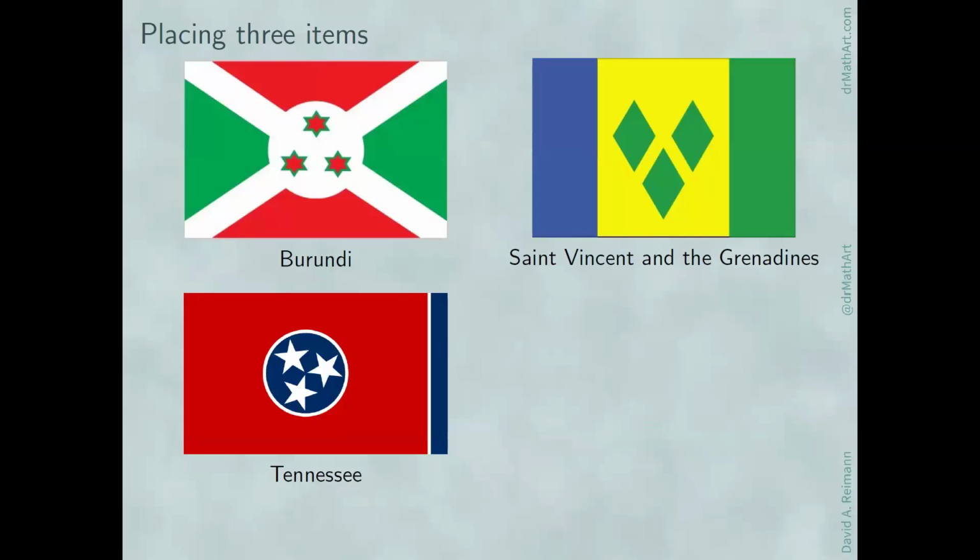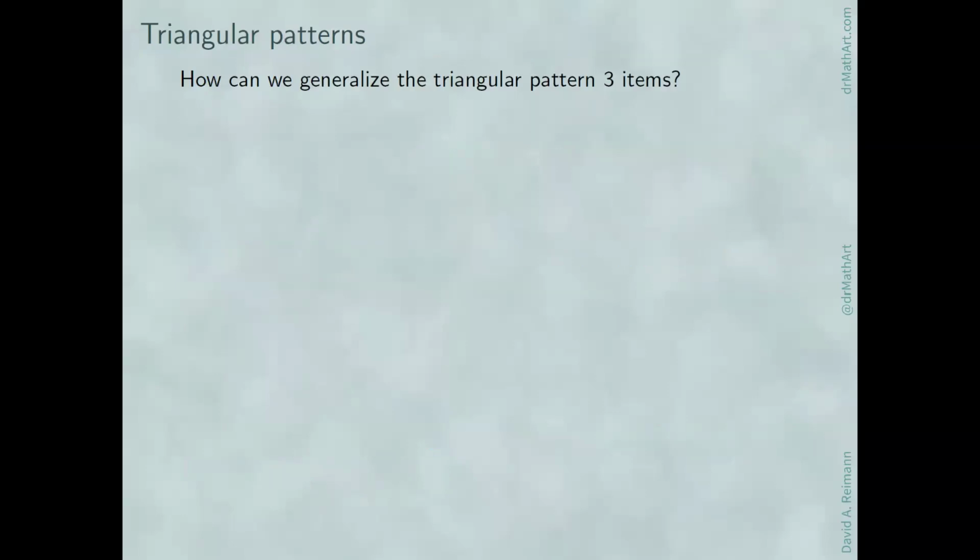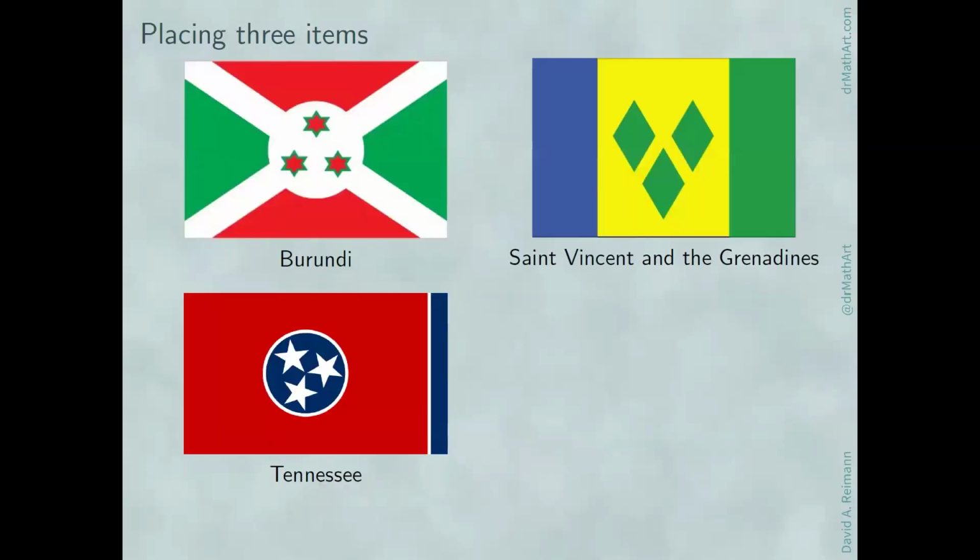Placing three items, we can always place these in some kind of triangular pattern. Three different examples here. So one question that we could have is, if I have a triangular pattern like I see in these flags, how can I generalize this? If, for example, I wanted to expand this pattern that I see in the flag of Burundi, how could I do that? How could I extend that?